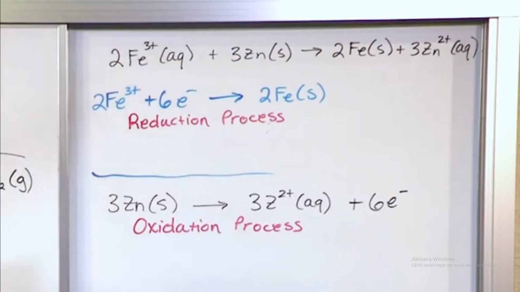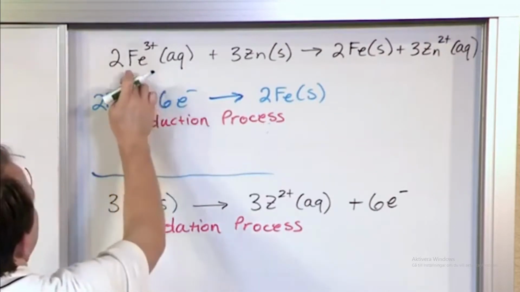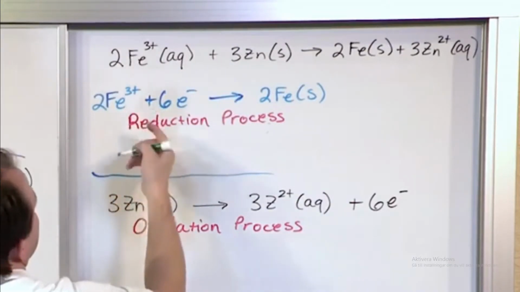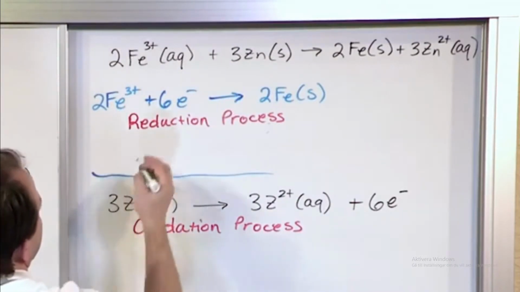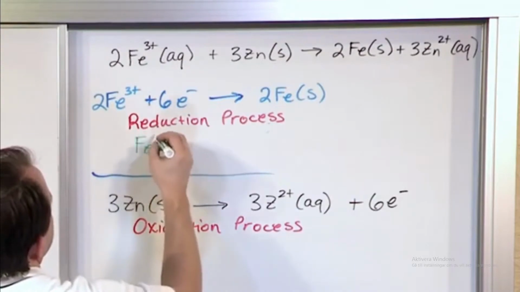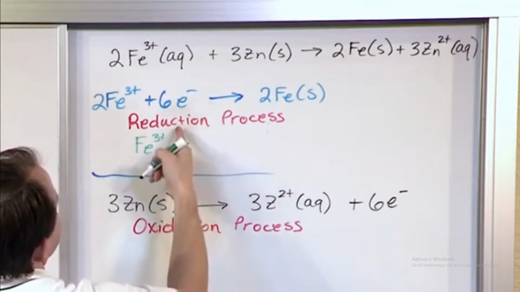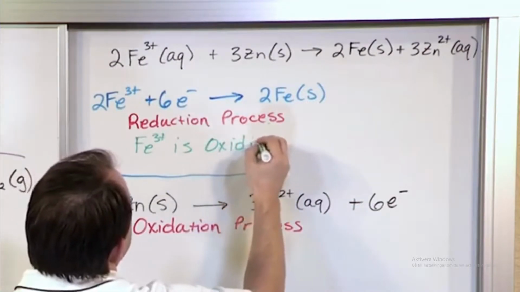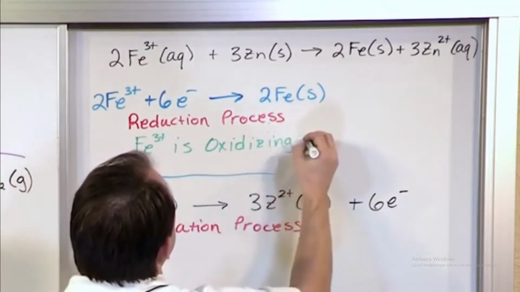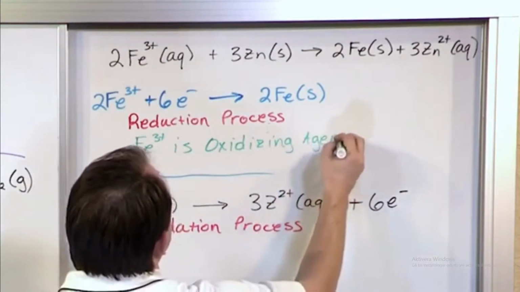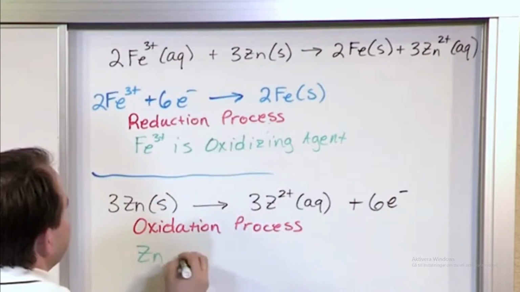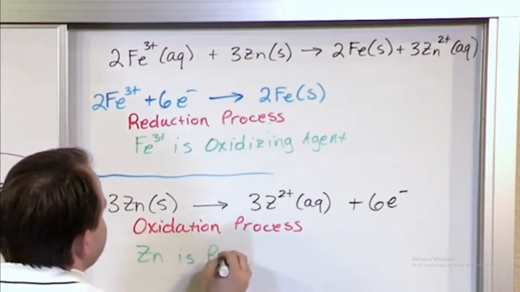Now to find the oxidizing agent and the reducing agent is very easy. You've got to pick from what's on the left-hand side of the equal sign. This is iron with a charge of +3. So I say Fe3+ is, and since this is a reduction process, you can automatically just write oxidizing agent. You just pick the opposite term. Since this is an oxidation process, you can write down that zinc is the reducing agent.